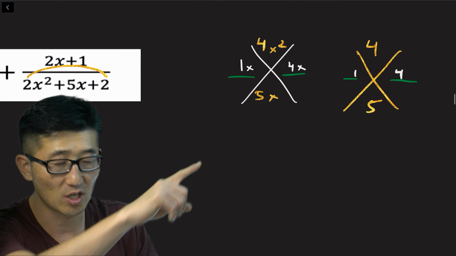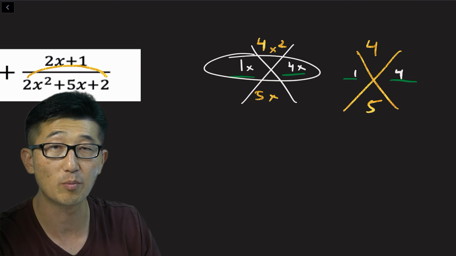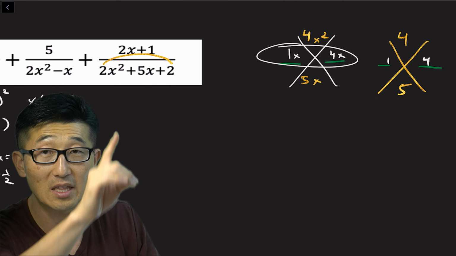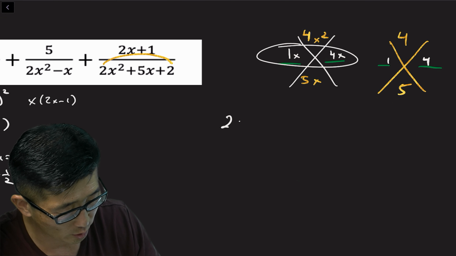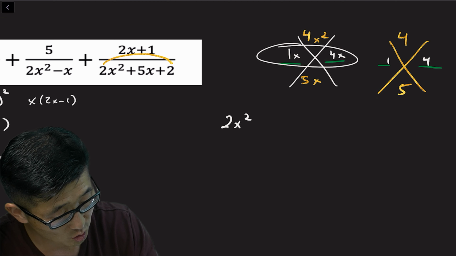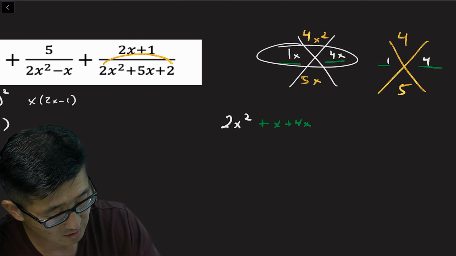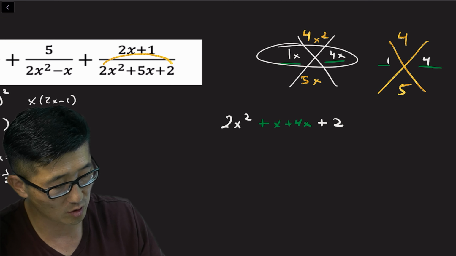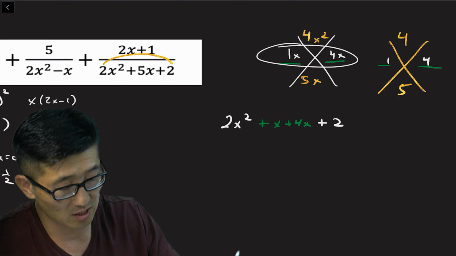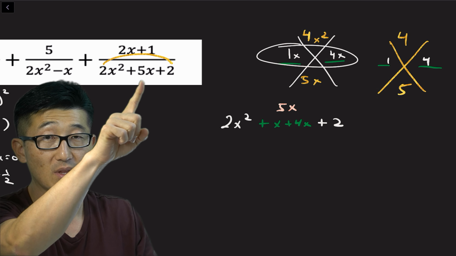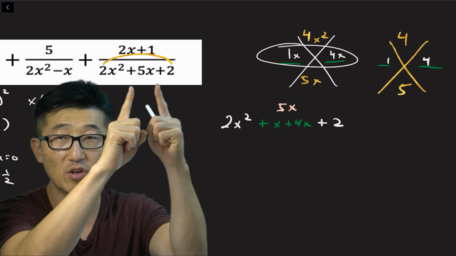Now the reason I like this better is because these two numbers are going to replace this expression right over here, and that's the idea. You want to rewrite this expression. It'll be 2x squared, and I'll use green, so plus x plus 4x plus 2. Notice, x plus 4x is equal to 5x, which is the middle term. So we're just basically rewriting this into this where it's actually factorable.